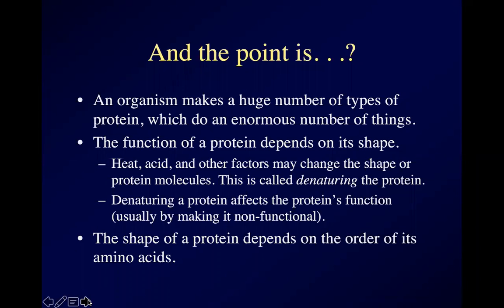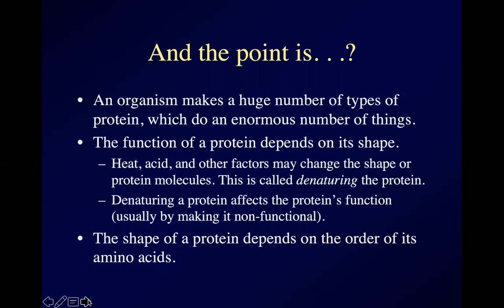I'll add one last thing. You can alter the shape of a protein molecule by heating it, subjecting it to acid, or maybe doing other things. We call this denaturing the protein. If you denature a protein, you don't break it apart, but what you do is cause it to change shape. Very simple example of denaturing a protein would be frying an egg.